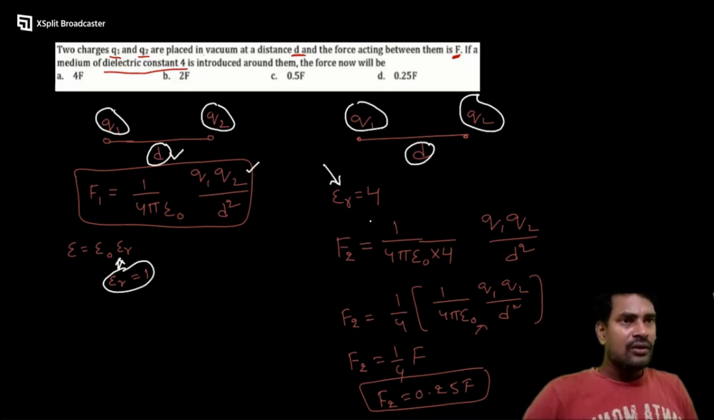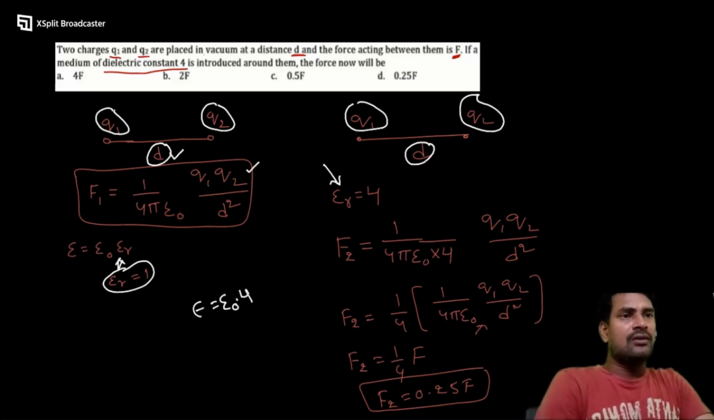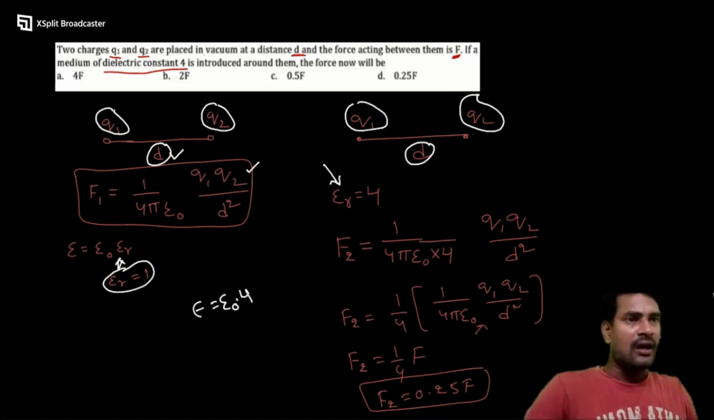Now you include that 4 in the formula. So F2 is 1 by 4 pi epsilon. Epsilon is what? Epsilon is epsilon naught into epsilon r. Here epsilon r is 4. That was given in the question. So in place of epsilon r, I have written 4 and I wrote the formula again.